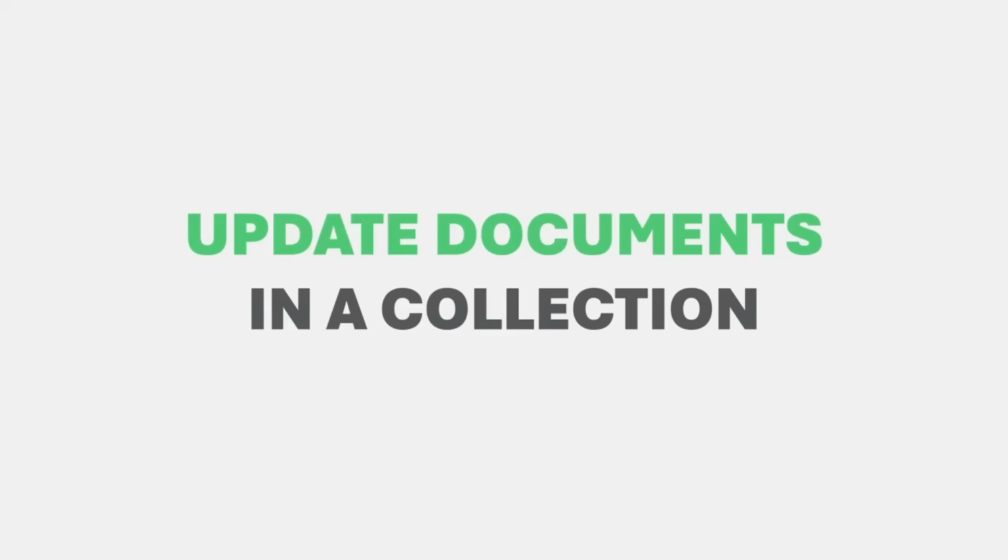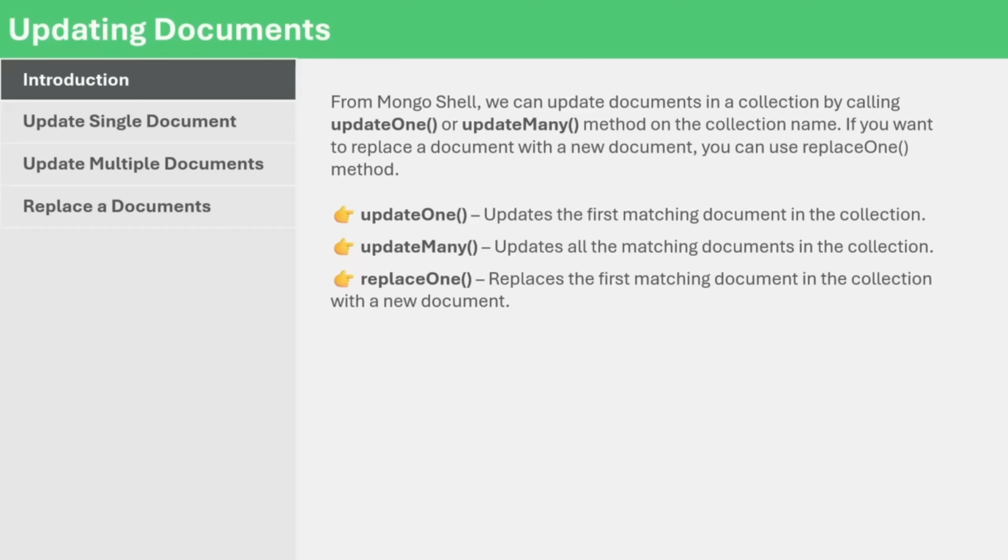For updating the documents in a collection, we have two methods, updateOne and updateMany. So if we want to update a single document, we can use updateOne method. But if we want to update multiple documents at the same time, we can use updateMany method. Then we also have replaceOne method, using which we can replace an existing document with a new document. So we are going to talk about these three methods in this lecture and how they work.